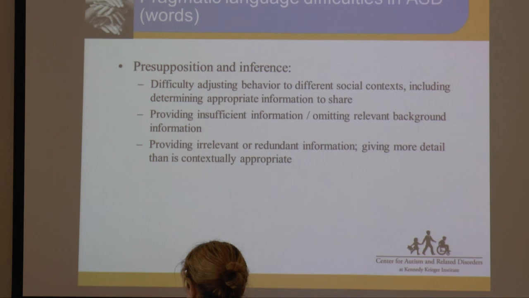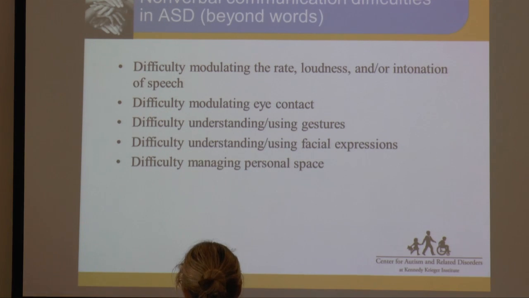detail than is appropriate. Some of my favorite kids are the ones that want to tell you the precise number of times something happens, or they give you a list of all of their video games. They want to tell you each and every one, where maybe giving one example would be enough. All right, so that's the rest of pragmatic language.